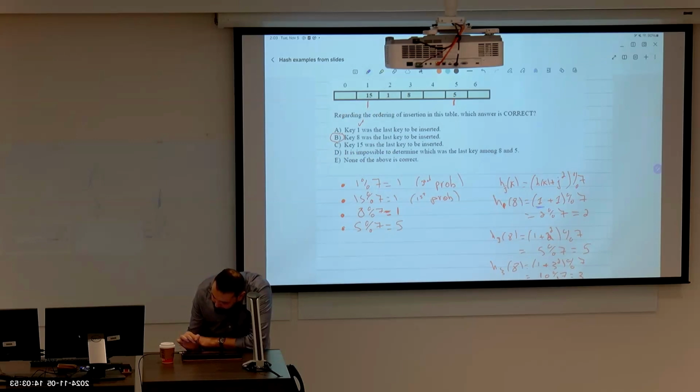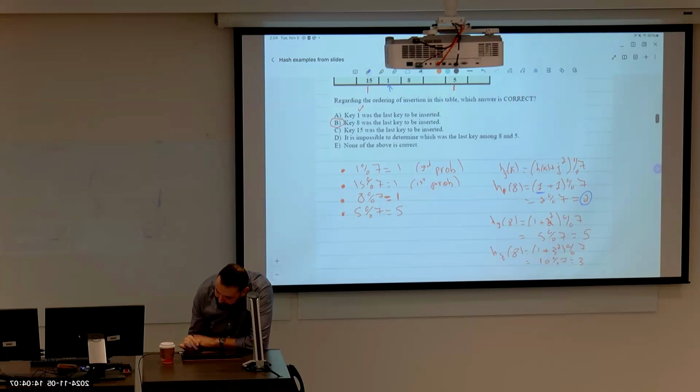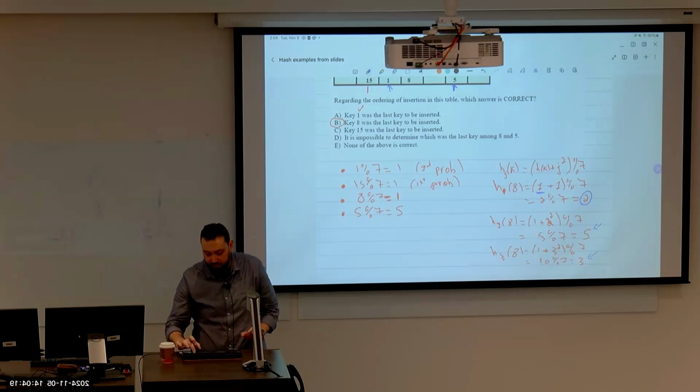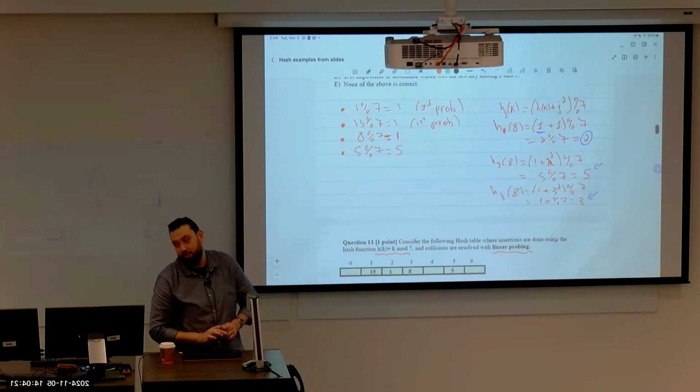Then plus 1, why? Because 1 squared, I'll end up with 2. 2, 8 is not at 2. That means I know for sure that 1 was inserted before 8. In this case, I'll do this again. 1 plus 2 to the power of 2. That's what? 5 mod 7. That's 5. Also, it's not on 5. That's how I know that 5 was inserted before. And then it's going to be at 3 at the end. Okay? Very good.